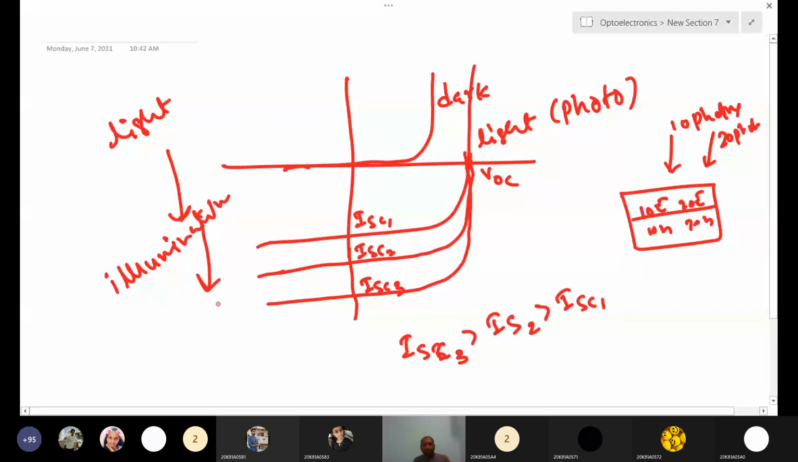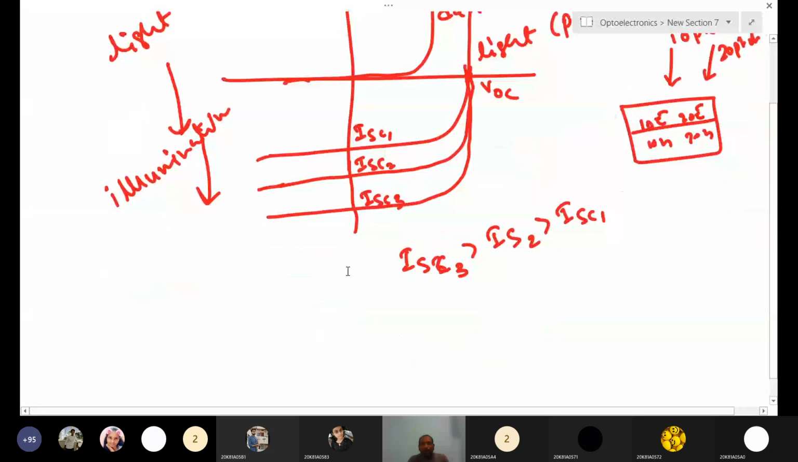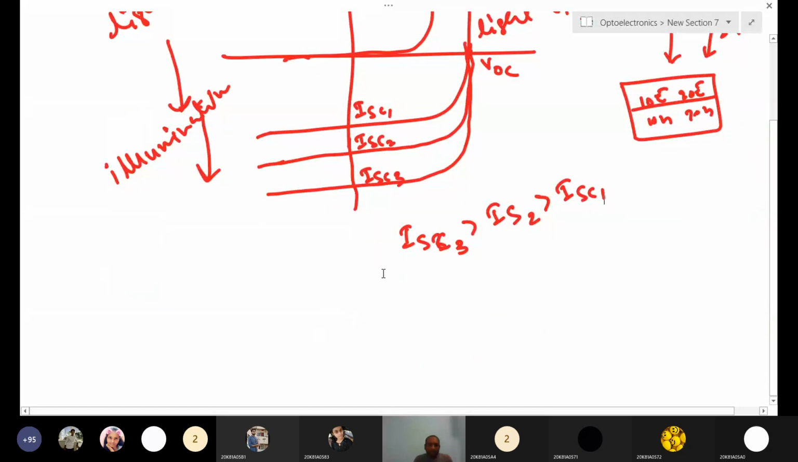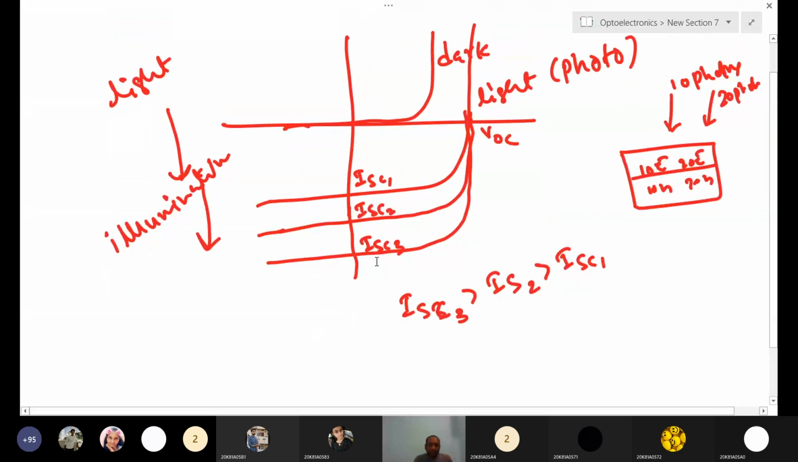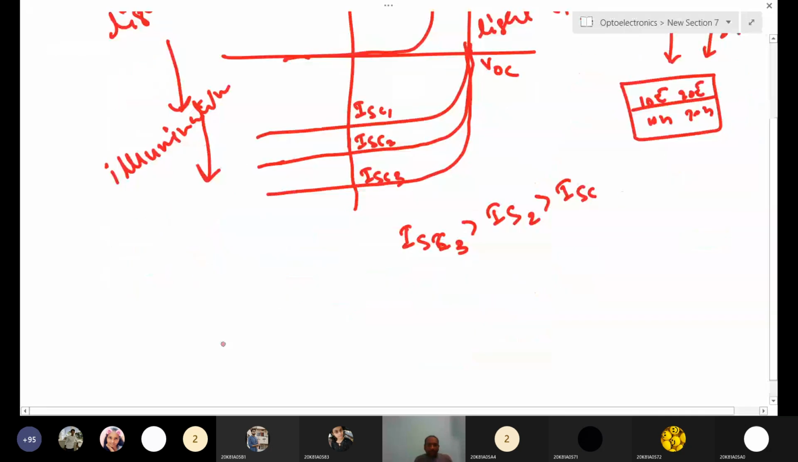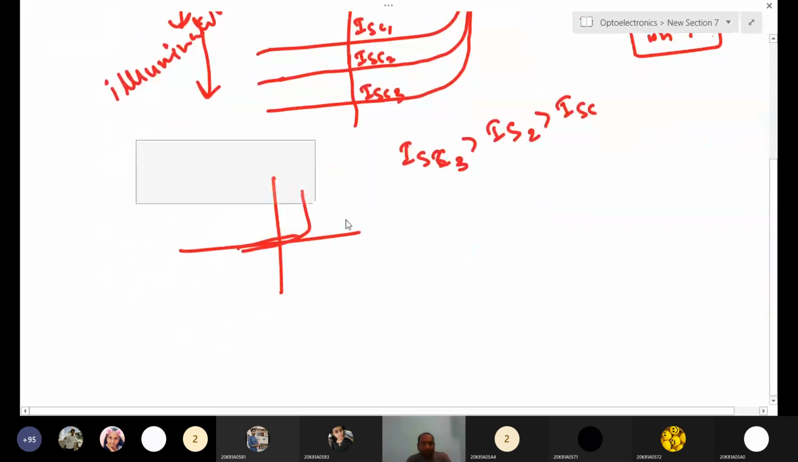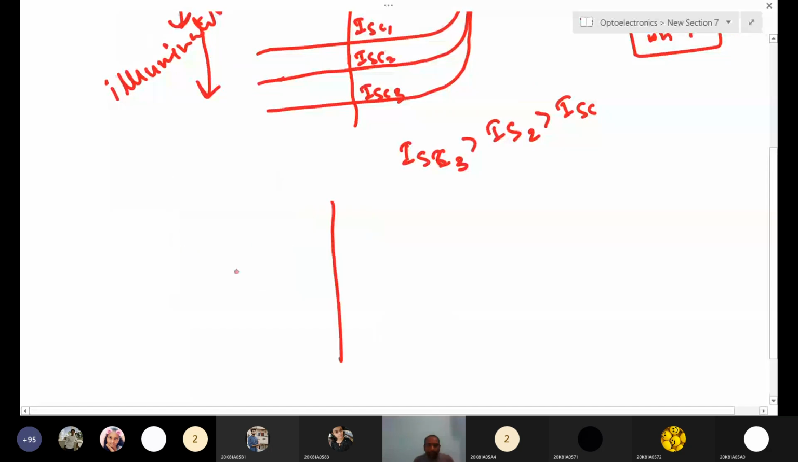This is actually the characteristics of a photodiode. You have to draw it this way. First, this is the dark characteristics. Just draw the dark characteristics like this. Sorry, I'll draw it a little bigger so it will be clear. First you draw the current and voltage axes. This is current and this is voltage. First you draw the dark characteristics.